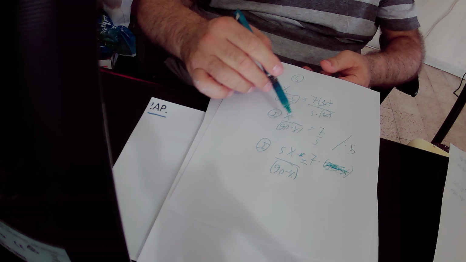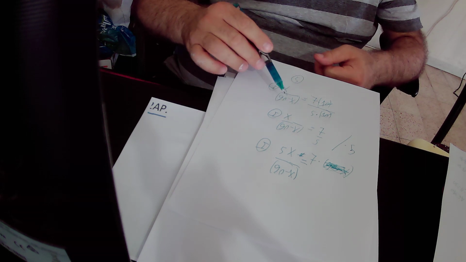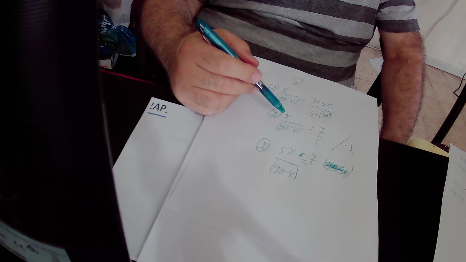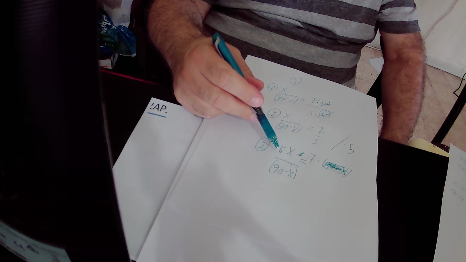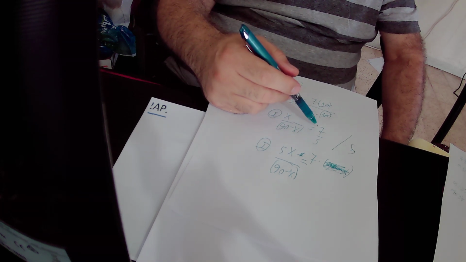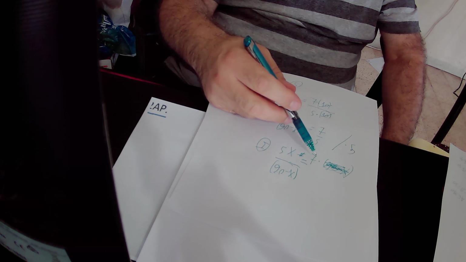So we multiply both sides of the equation by 5, so x over 90 minus x equals 5x over 90 minus x, and 7 divided by 5 times 5 equals 7.